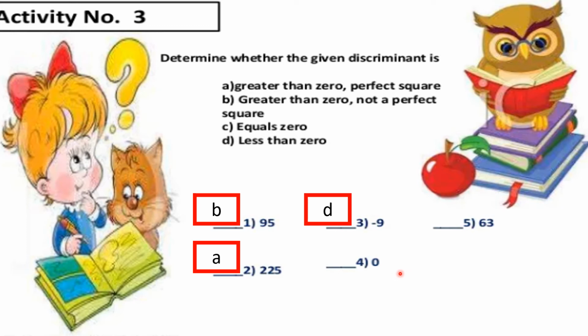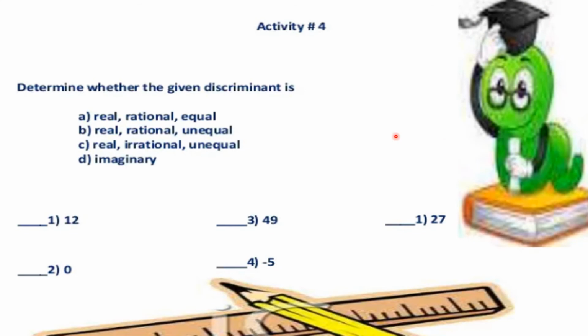And then number 4, we have 0. Okay, letter C kasi equals to 0. And number 5, we have 63. That is letter B, greater than 0 but not a perfect square. Okay. Next, determine whether the given discriminant is A, real, rational, equal, B, real, rational, unequal, C, real, irrational, unequal, and D, imaginary. Okay, number 1.